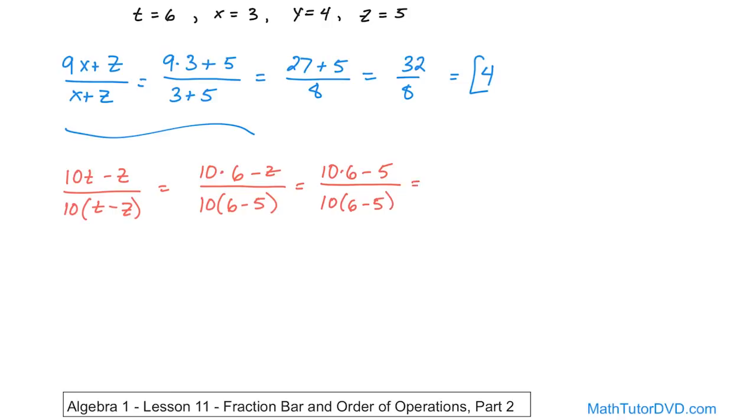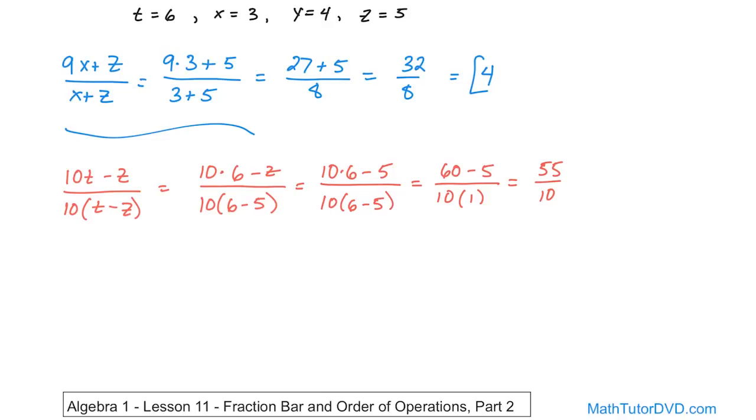Okay, now we do the top. We do the multiplication first. 10 times 6 is 60 minus 5. All right, and on the bottom, we will have the parentheses. We always do it first. Inside, 6 minus 5 is 1. All right, so on top, 60 minus 5 is 55. On the bottom, 10 times 1 is 10. And so what do you have?